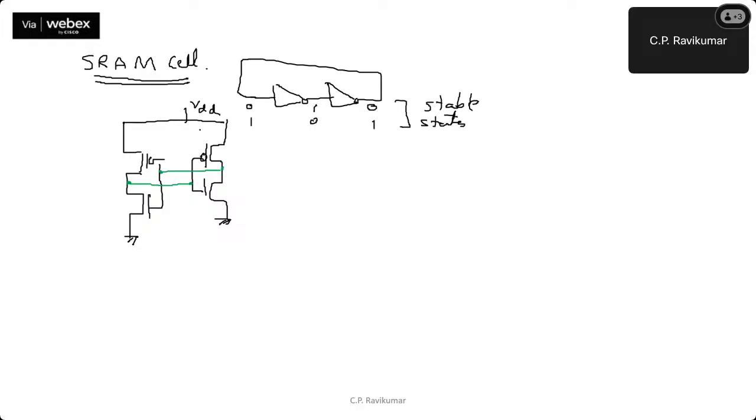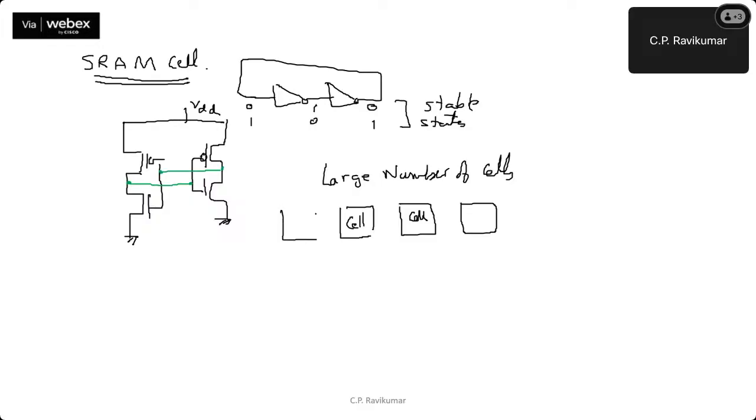But how do we write to this cell or how do we read from this cell? Remember that in any SRAM memory, there will be a very large number of cells, which are usually organized as a two-dimensional array. So this is an SRAM cell, and there will be a large number of these.